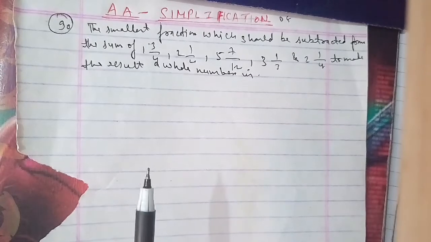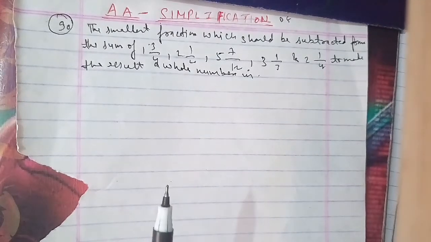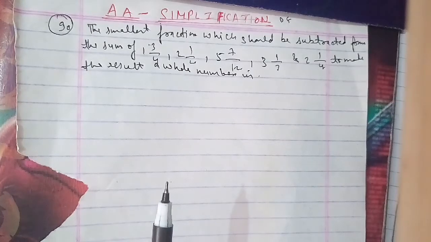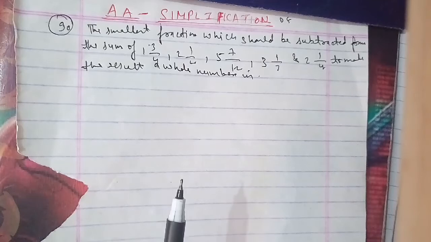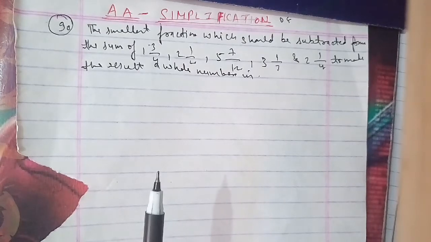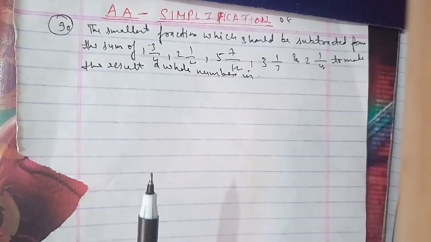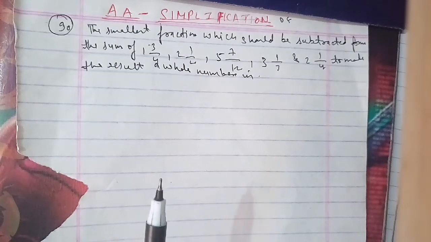For that we have to see the question first, understand the question first, and then answer it. These are word problem questions, so you have to consider them accordingly. While solving a word problem, you have to see what they have said and what they have given you, and answer according to that. So let's go ahead with this. The smallest fraction which should be subtracted from the sum of 1 3 by 4.